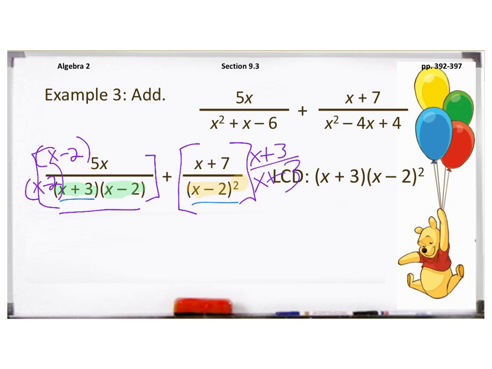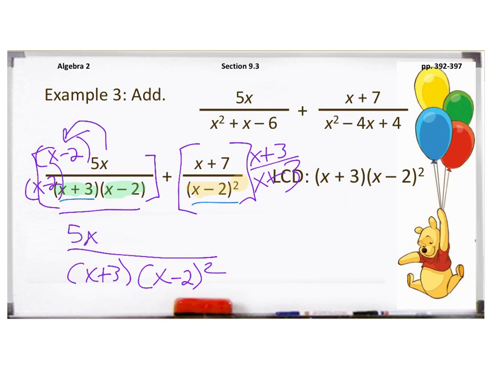What that's going to do is give me a common denominator of x plus 3 times x minus 2 squared. And the numerator is going to be, well, I have to distribute the 5x in. So I get 5x squared minus 10x plus x plus 7 times x plus 3. That's x squared plus 7 and 3 is 10x plus 7 times 3 is 21.